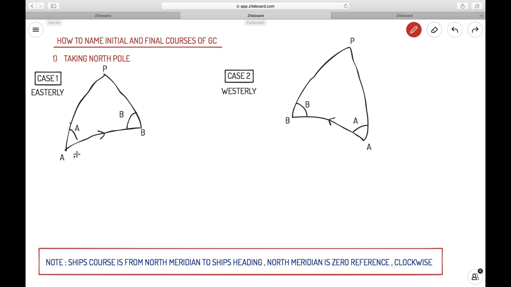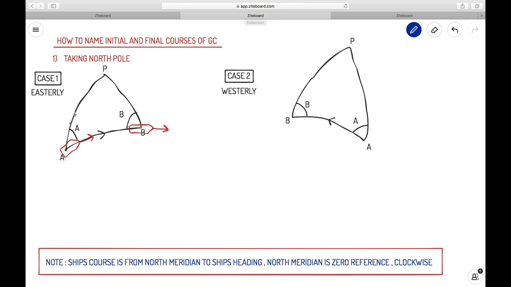So suppose we are going today, your ship initially will be heading like this. This will be your ship. Always draw your ship on your GC track, and finally your ship will be heading this way.